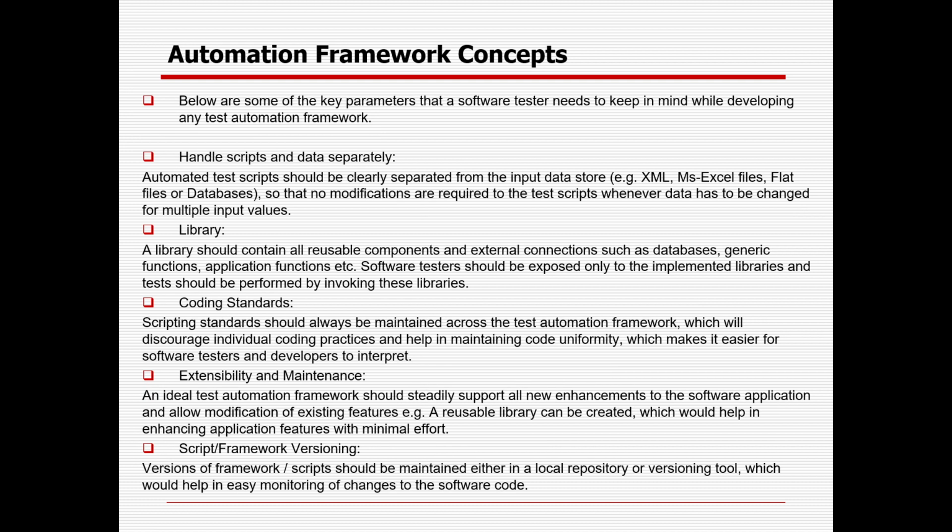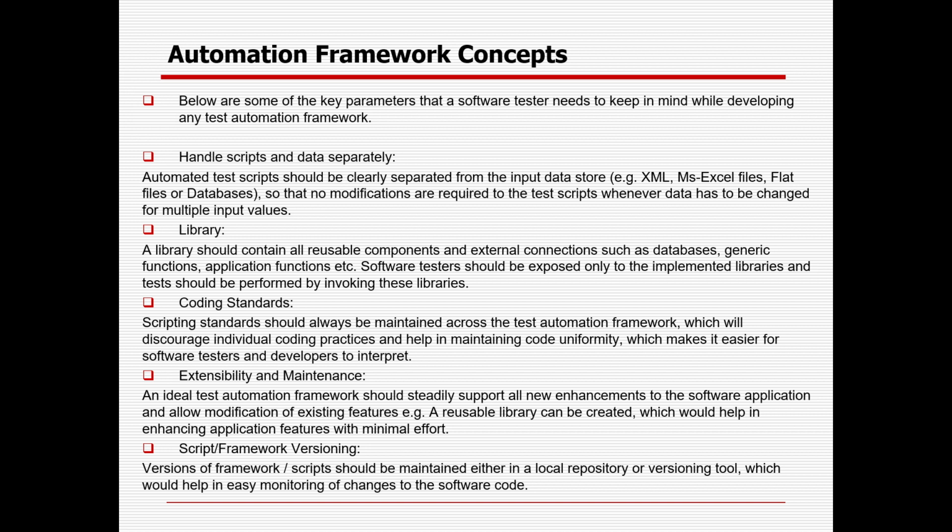So there are some key parameters that a software tester needs to keep in mind while developing any test automation framework. Handle script and data separately. In the last session you already saw, we are keeping our code for the test cases and for the data sheet separately. Today we will try to implement how we can read the data from the Excel sheet. So in case we are doing it from the Excel sheet, our code will be in Eclipse, in the particular class, and our data would be in a different entity called the Excel sheet.